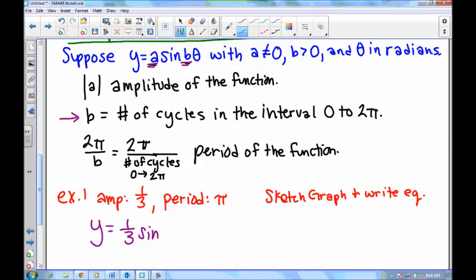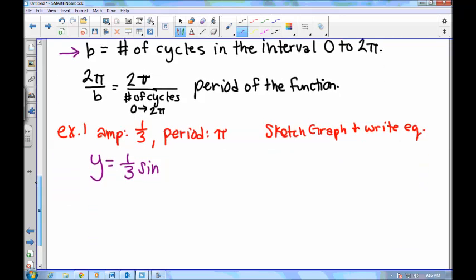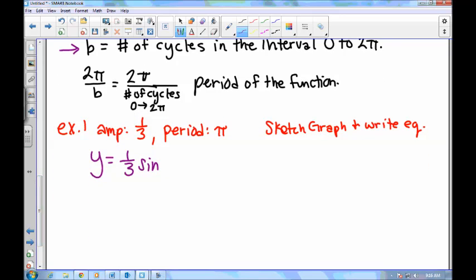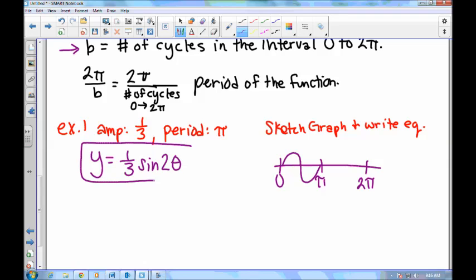B is the number of cycles in the interval 0 to 2 pi. So it takes 1 pi. A quick rough sketch: it's going to go through the cycle once by the time it gets to pi. How many times does it go through the cycle by the time it gets to 2 pi? Twice. So therefore B is 2. That is your equation, and then we'll graph it.